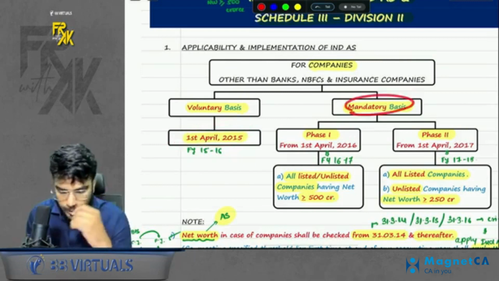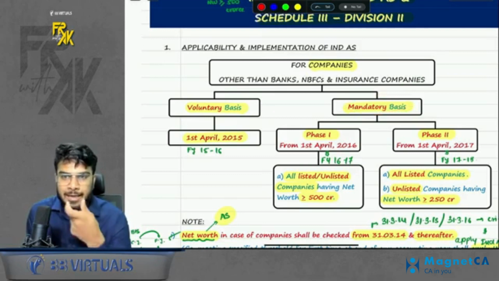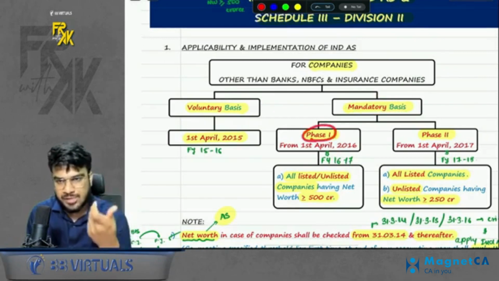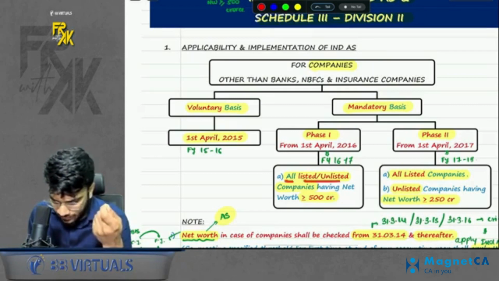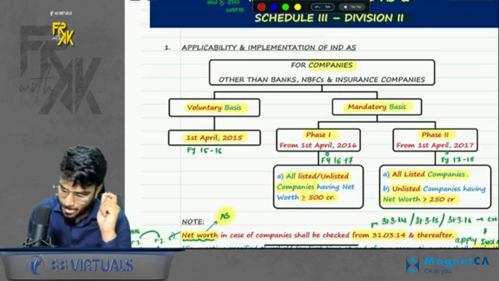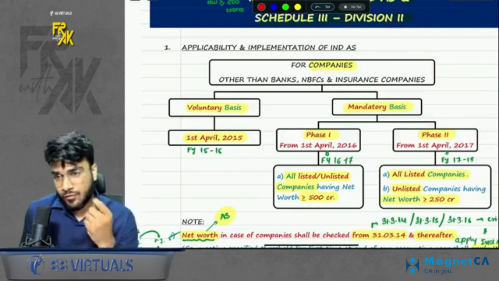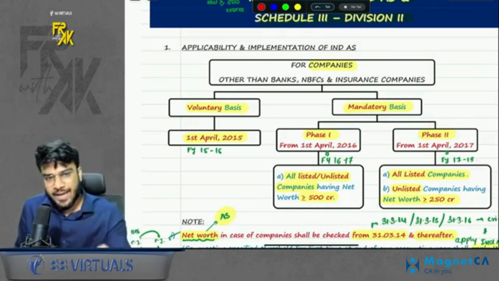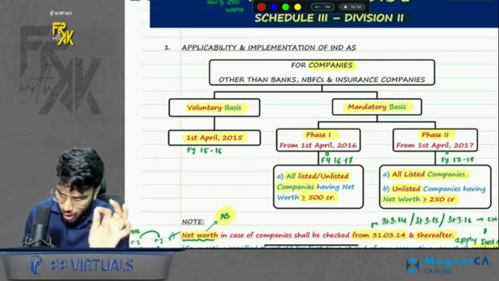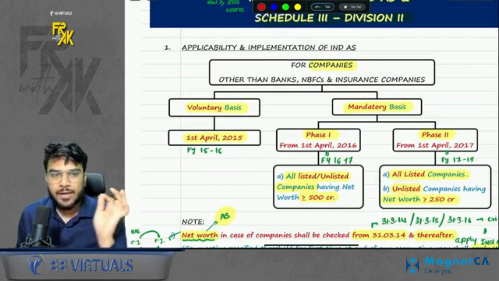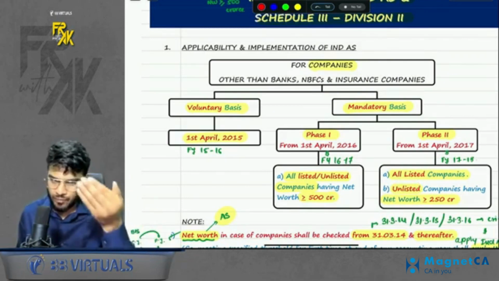Right. Now, if you wish to not opt for it voluntarily, you can choose mandatory basis, which starts from 1st April 16, which is phase 1, where the criteria is all listed, unlisted, having net worth greater than equal to 500 crores. Or if you have not applied Ind AS from here, you might fall under phase 2, which starts from 1st April 17, where all listed companies are covered, irrespective of your net worth. Or if you are an unlisted company, if your net worth is greater than equal to 250 crores, you will fall under phase 2.